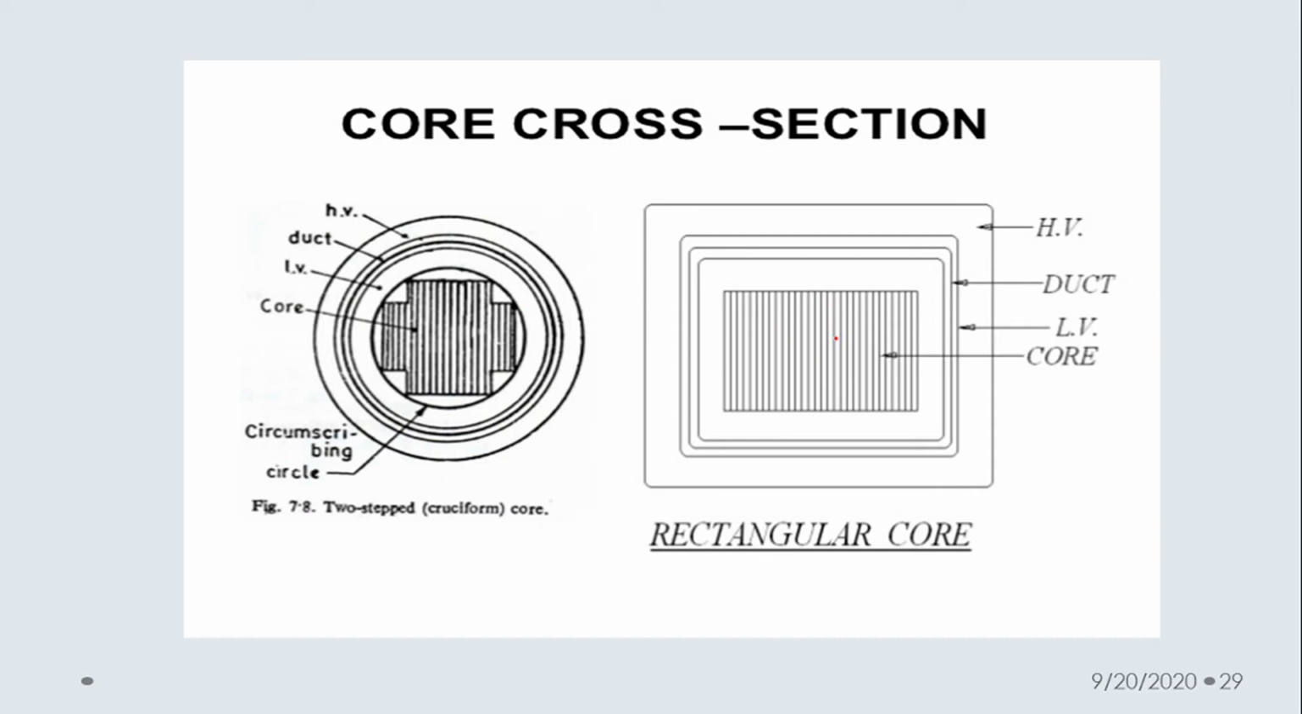If you are choosing a rectangular core, there is no circumscribing circle for the rectangular core. Then you have to go for rectangular coils. That will be better. This is a rectangular coil which has the outermost HV winding, in between a duct, that is insulation, and the innermost is the LV winding. So this is a rectangular core.